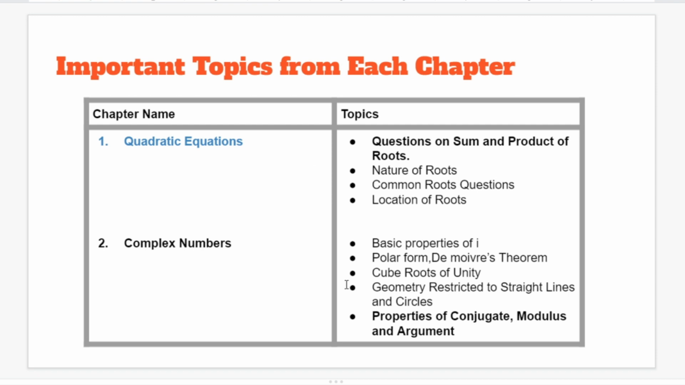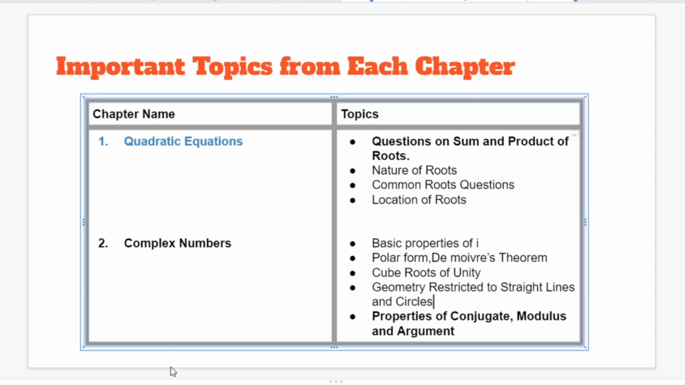And coming to complex numbers, the basic properties of iota, polar form, Euler form, De Moivre's theorem. Then you see properties of conjugate, modulus, argument. Then you see locus, geometry related to straight lines and circles only. I don't want to move beyond that because they won't be asked that much. Ellipse and hyperbola in complex numbers are not that asked in JEE Mains. Yes, they can be asked in JEE Advanced, but we are not concerned with that now.